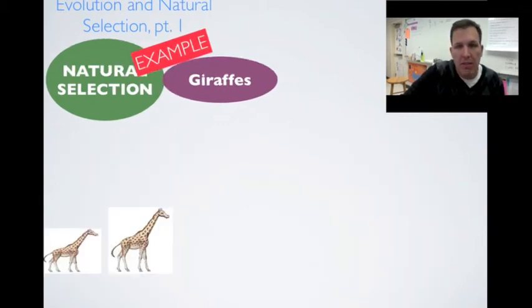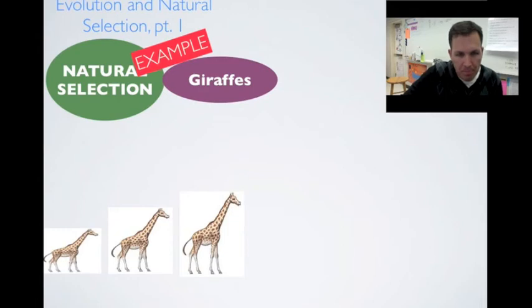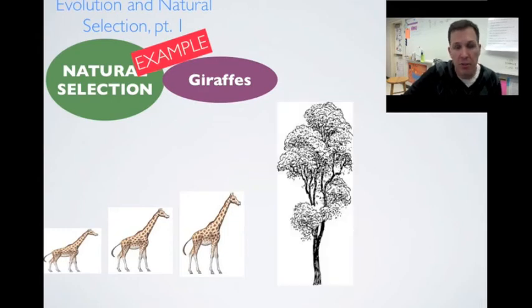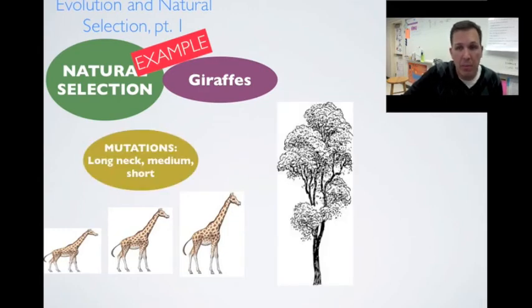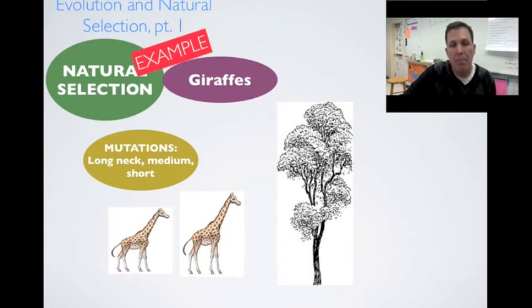So let's think of millions of years ago in Africa. There are different giraffes. And there's many mutations. Some have long necks, some have medium, and some have short necks, okay? They're just born that way. There's just a variety of giraffes. Well, what happens? Well, the short-necked giraffes, they're not going to survive because they're competing for food high up in the trees, and they just don't make it, okay?